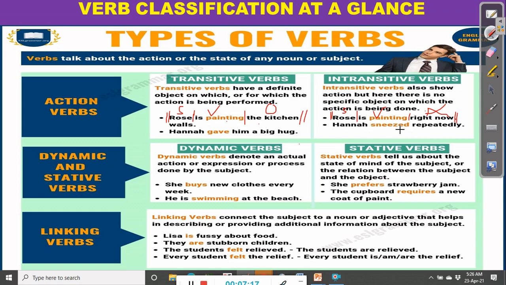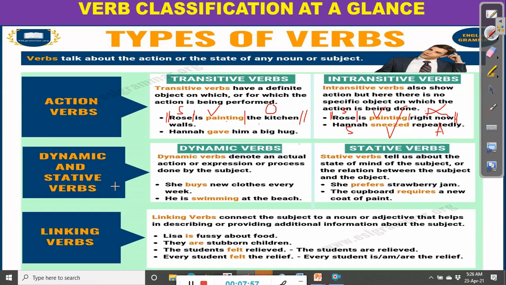Hannah sneezed repeatedly. So where you have an intransitive verb, the sentence will likely have the SVA structure, subject verb adjunct, and that is the same thing here. Anna is the subject, sneezed is the verb, and repeatedly is the adjunct. It's an adverb here, it's an adverb of manner, you know. Then dynamic and stative verb. That's another classification of verbs, and that is what we have.